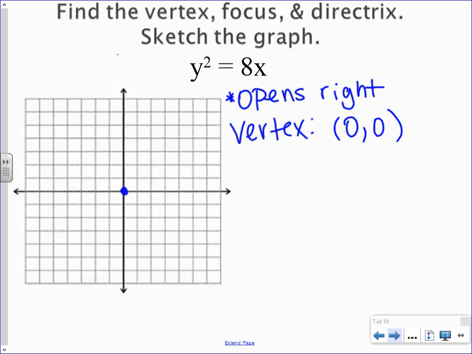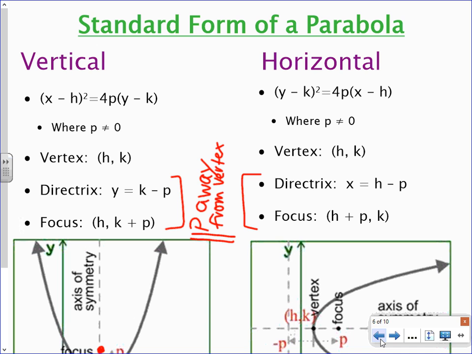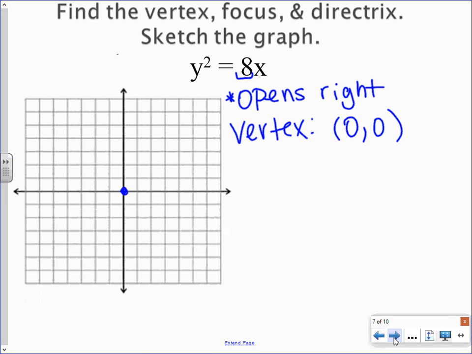Okay, so then we're going to take our coefficient, and our coefficient is 4p, right? So if our coefficient is 8, then that must equal 4p. What is our p value? 2. We have to identify that before we can identify the focus and the directrix.